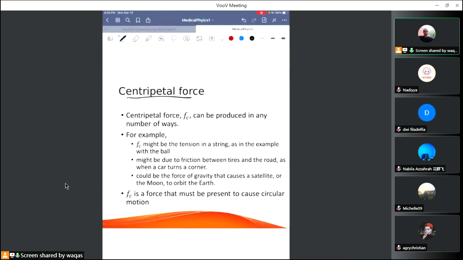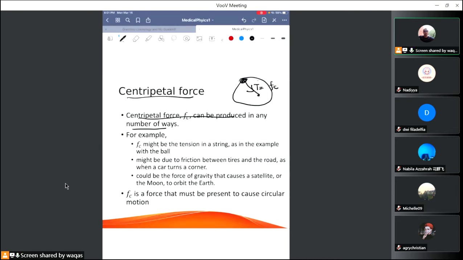The centripetal force can be produced in a number of ways. There are many ways you can produce centripetal force. For example, centripetal force might be a tension in a string. As an example with a ball, if I want to make it rotate like this, the tension is like this. So in this case, the centripetal force and the tension are equal.